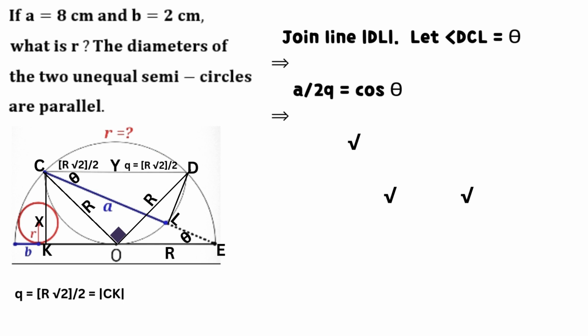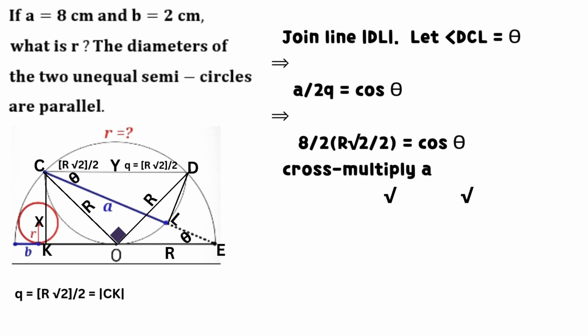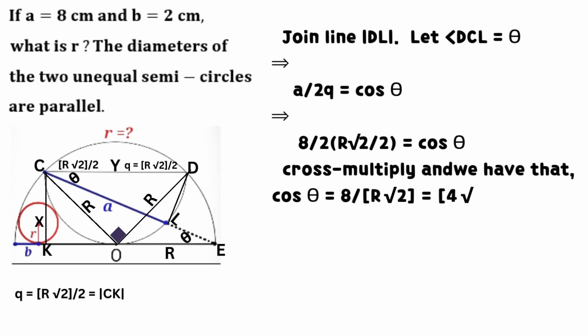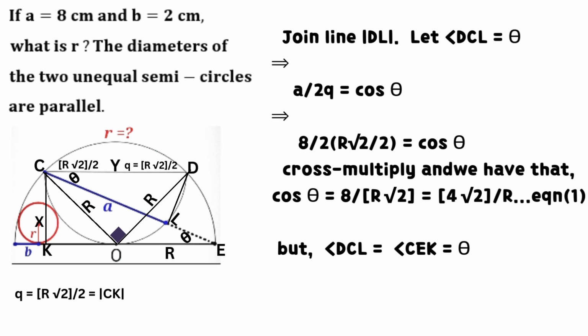Join line DL. Let angle DCL equal theta. It means that 8 divided by 2Q equals cosine theta. Hence, 8 divided by 2 times half the product of R and the square root of 2 equals cosine theta. Cross multiply and we have that cosine theta equals 4 times the square root of 2 divided by R. We call it equation 1. But angle DCL equals angle CEK, which equals theta.